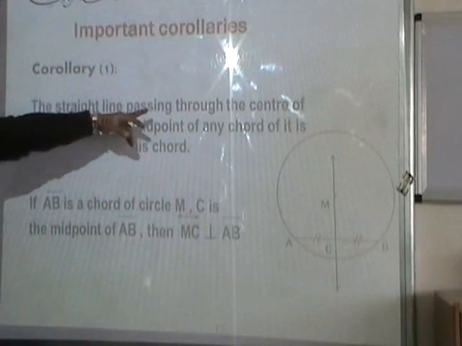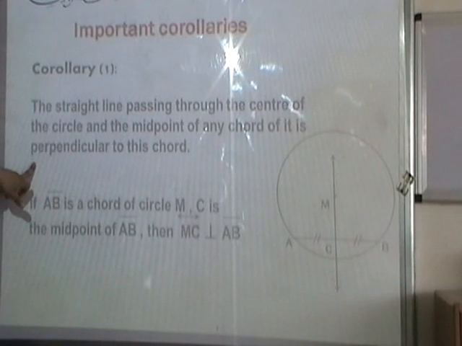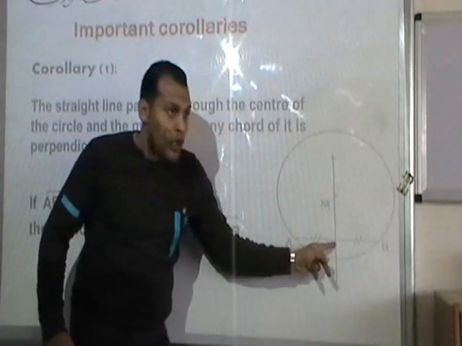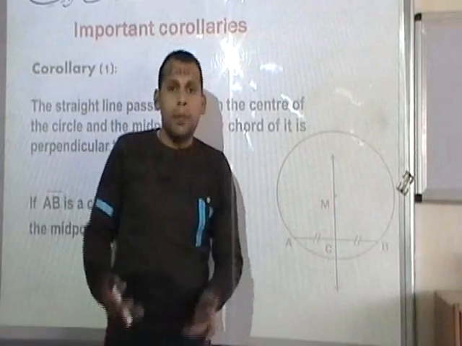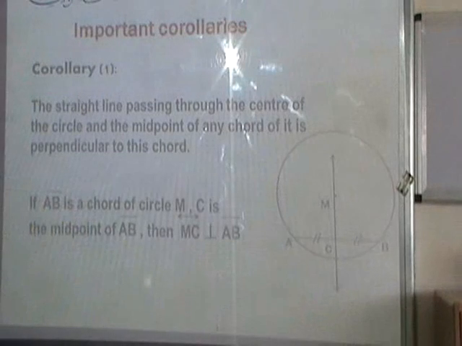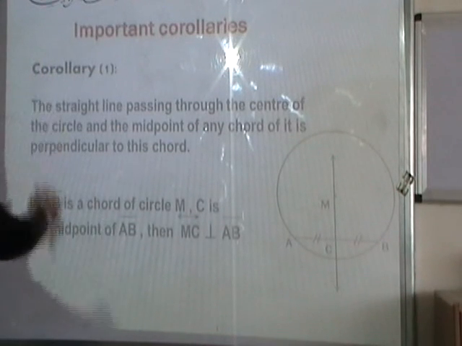According to the corollary, the straight line passing through the center of the circle and the midpoint of any chord of it is perpendicular. So if you have a straight line passing through the midpoint and the center, what will you deduce? You will deduce that this straight line will be perpendicular to this chord. If AB is a chord of a circle M and C is the midpoint of AB, then MC will be perpendicular to AB. This is the first corollary. So you have pass, bisect, the result will be perpendicular.